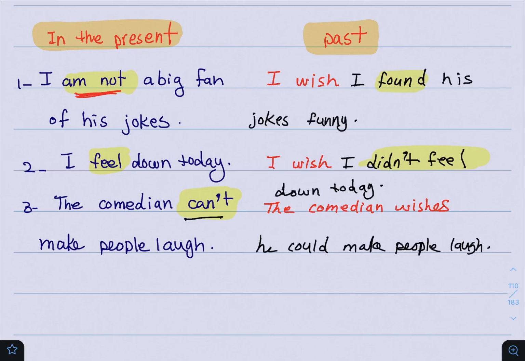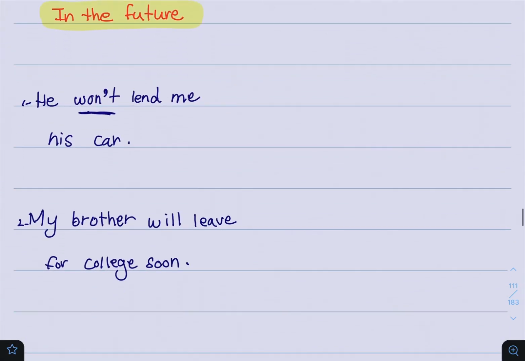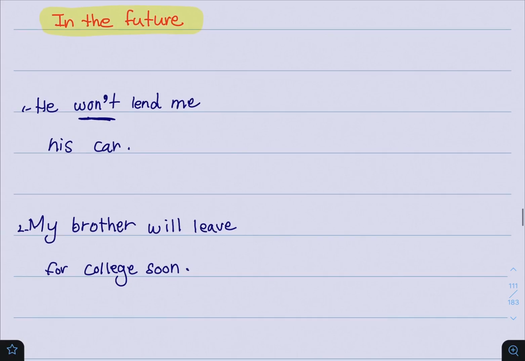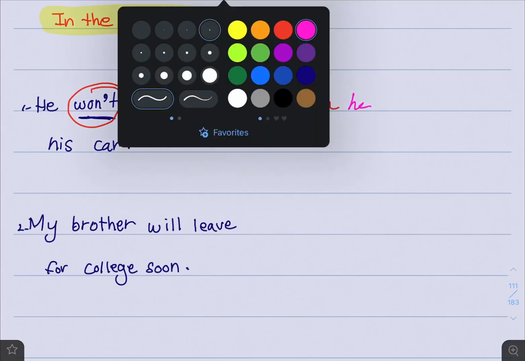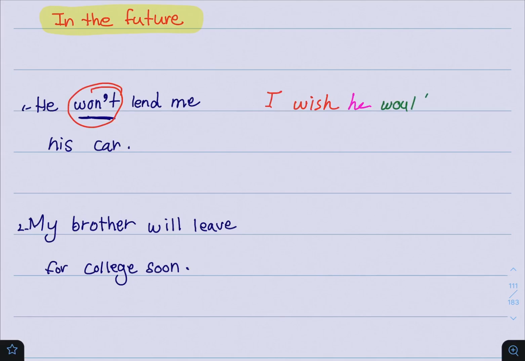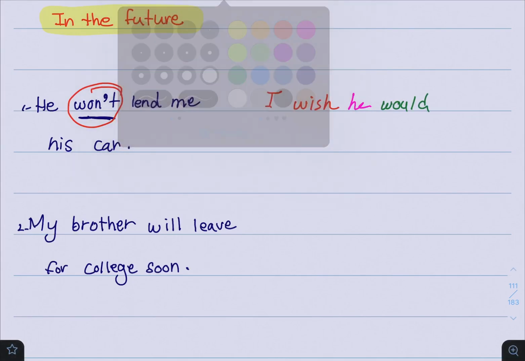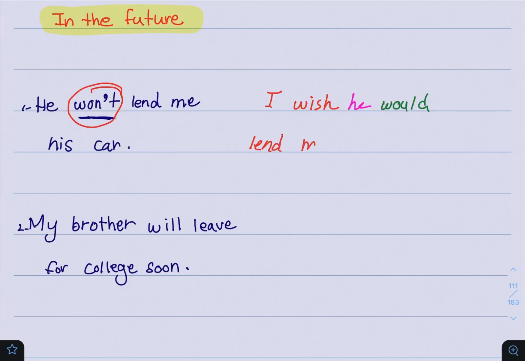Okay, so this is regarding this part. So if the statements are in the present, if you're gonna use the verb wish, they were gonna be changed into the past. Okay, now how about this statement? He won't lend me his car. My brother will leave for college soon. So these statements are in the future طبعا. So you're gonna start your statement by saying I wish. Now want هي أساسا will not طبعا فبتتحول إلى would. So of course you're gonna say he, and then let's say would, and you can complete the sentence lend me his car.